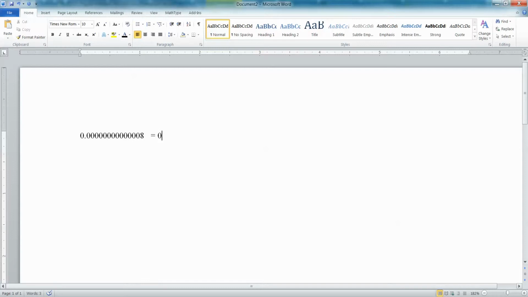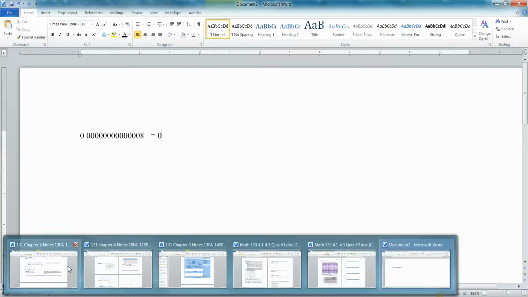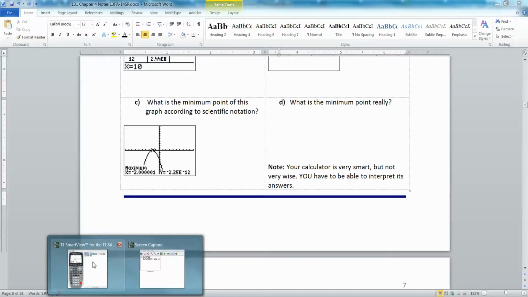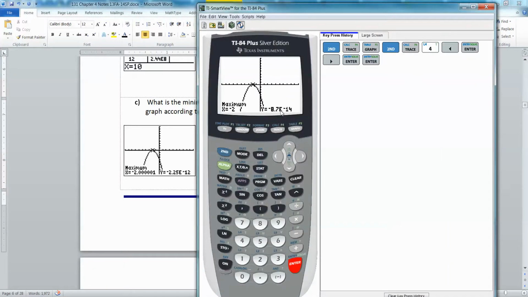Your calculator is very smart, but not very wise, right? It knows how to run an algorithm like this, but it doesn't always come up with good answers. So you would have to know yourself that -8.7e-14 is really zero. This graph is hitting at zero. If you put -2 into that function, which is a function we learn in a later chapter, you're going to get zero, and zero squared is zero, right? So you have to be smarter than your calculators. All right, I will see you here for more videos later.